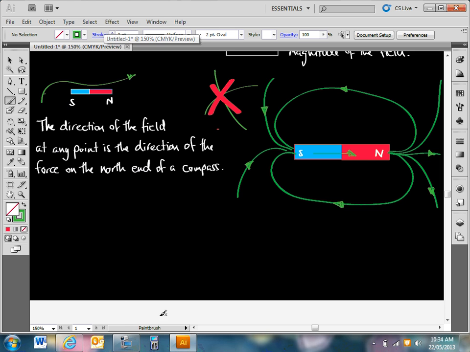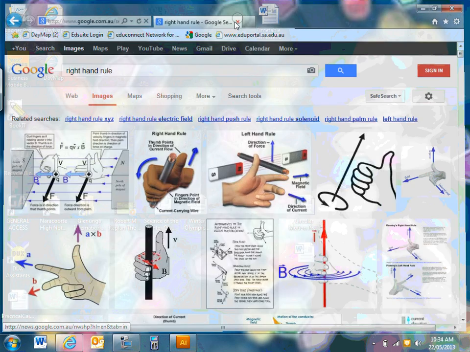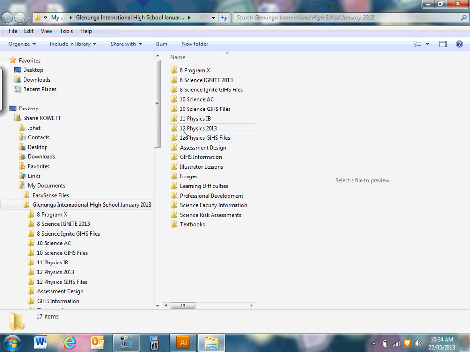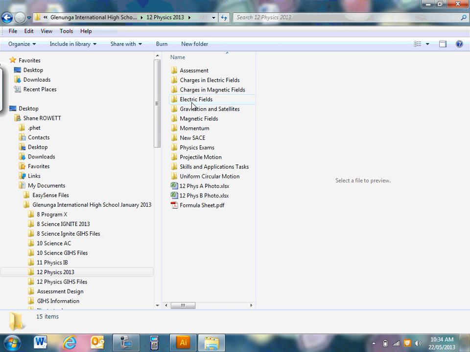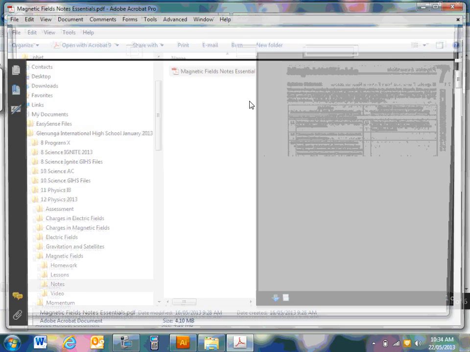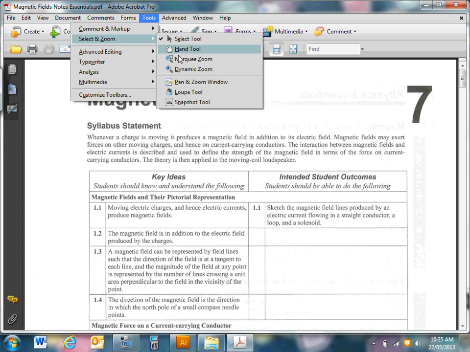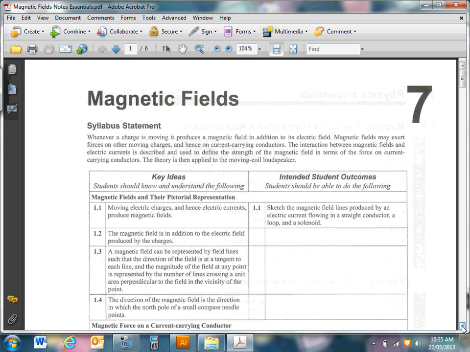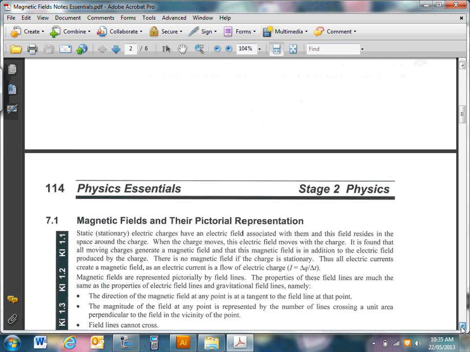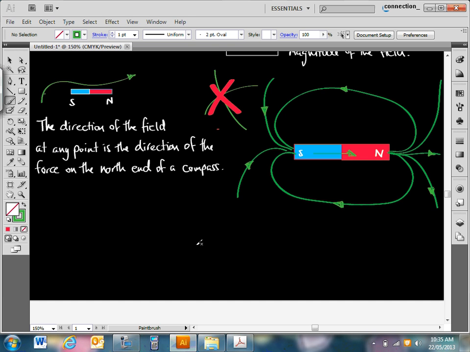Okay, there's another image in your text which is pretty good actually. I'll just bring it up here. Sorry. I'll bring that back in a second. Magnetic fields. There it is there. That's perhaps a better drawing than I made before.